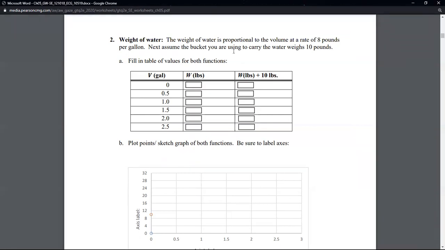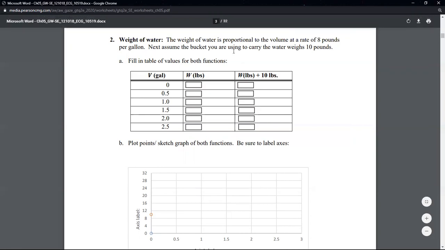So we want to do some what if analysis. What if we put a half a gallon of water in? What if we put a 1 gallon in? How much does the water weigh, and how much does everything weigh? So this is just the water, and then this would be with the weight of the bucket as well.